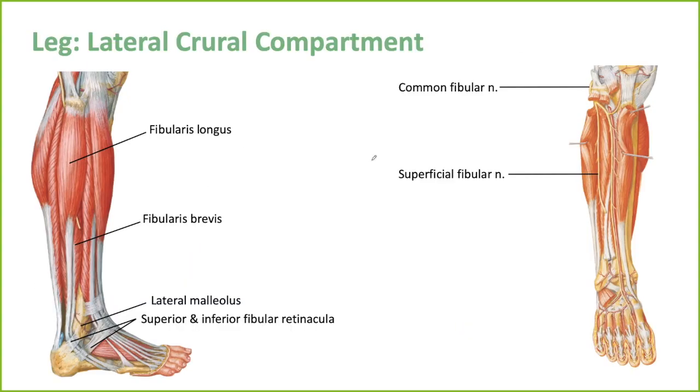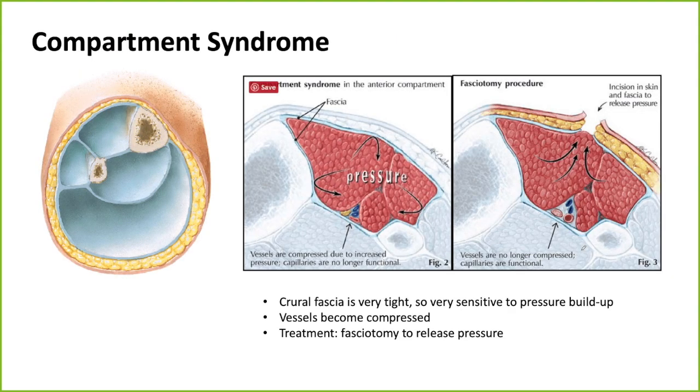Okay, our lateral compartment is just fibularis longus and fibularis brevis. And so the longus has a longer tendon, and also the brevis is kind of underneath that fibularis longus. And this is on our lateral side. Here's our lateral malleolus. And then we've got the superficial fibular nerve, which innervates it, and which came off of that common fibular nerve. And then the artery is going to be the fibular artery. Here's about compartment syndrome again.